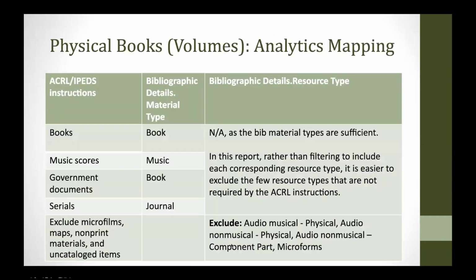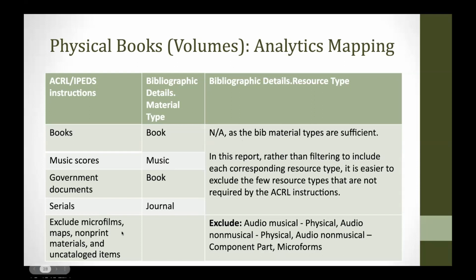So here is how we match this up. Now, for books, music scores, and government documents, as well as serials, we do not include the resource types. When I ran this report and I got to step 2 of the strategy, and I saw the resource types that were associated with bibliographic material types of book, music, and journal, all of those resource types were A-okay. So I said, I don't need to include those again and have that second layer. So in this case, we just use the material type and that covers everything.